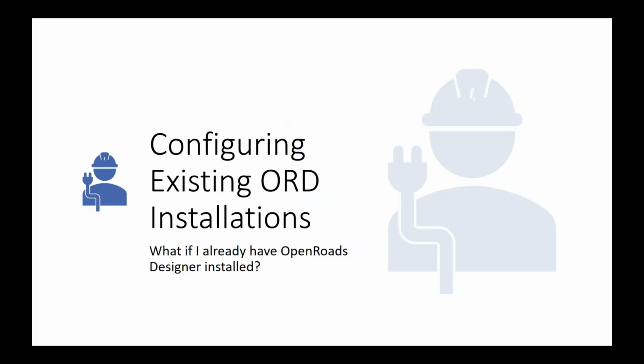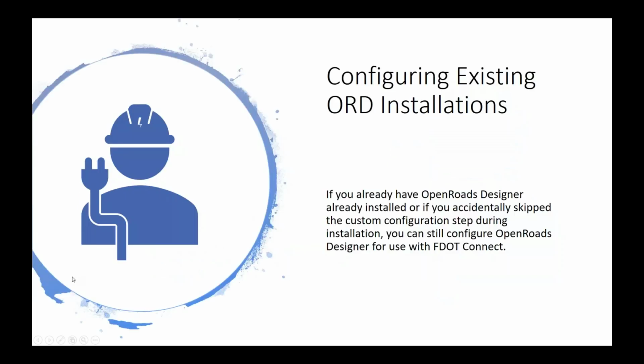Here's where it gets interesting, because up until this point, I've talked about how to install FDOT Connect as a brand new installation. But what if you've already installed OpenRoads Designer? This has happened many times. There are many people who have just gone ahead and installed OpenRoads Designer, or alternatively, you missed a step. You forgot to click the configuration option and it just zoomed right past you and you installed OpenRoads Designer. I've done that a handful of times and thought, well, wait a second, where's my configuration option? It must have been here somewhere. And that's going to be a problem, but we can fix that.